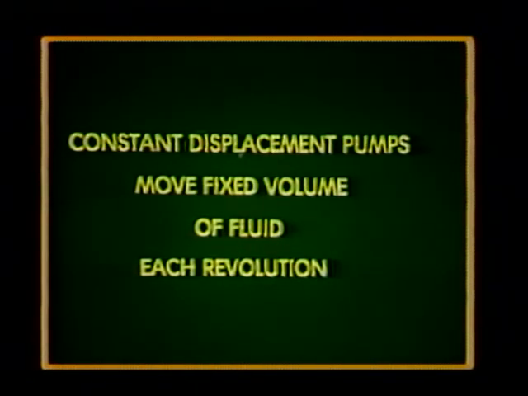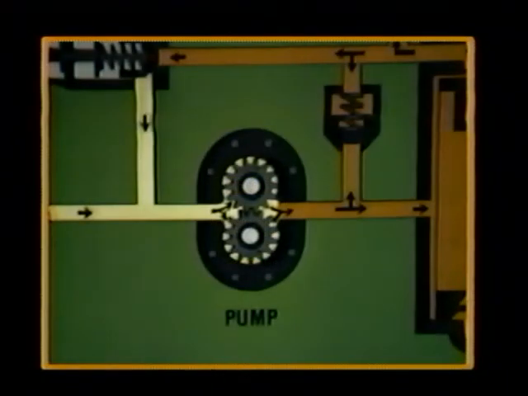The pumps used in lubrication systems are all constant displacement types. This means they move a fixed volume of fluid each revolution. The more popular configuration of this type is the gear pump. This unit has two spur gears that rotate inside a close-fitting housing. Oil is picked up as the teeth separate, carried around the outside of the gears, and is forced out into the system as the teeth mesh again.